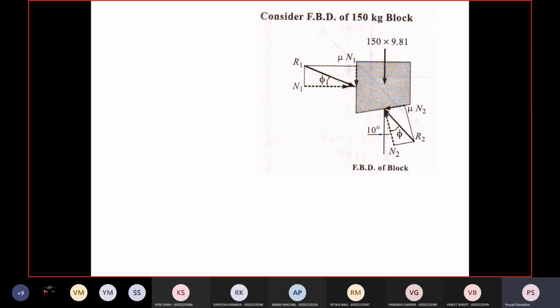Now phi is, coefficient of friction is 0.3. So tan phi is mu, that is equal to 0.3. So phi is the friction angle. Sometimes I write it as phi s. Same thing. Tan inverse of 0.3. Can somebody tell me what is that angle?